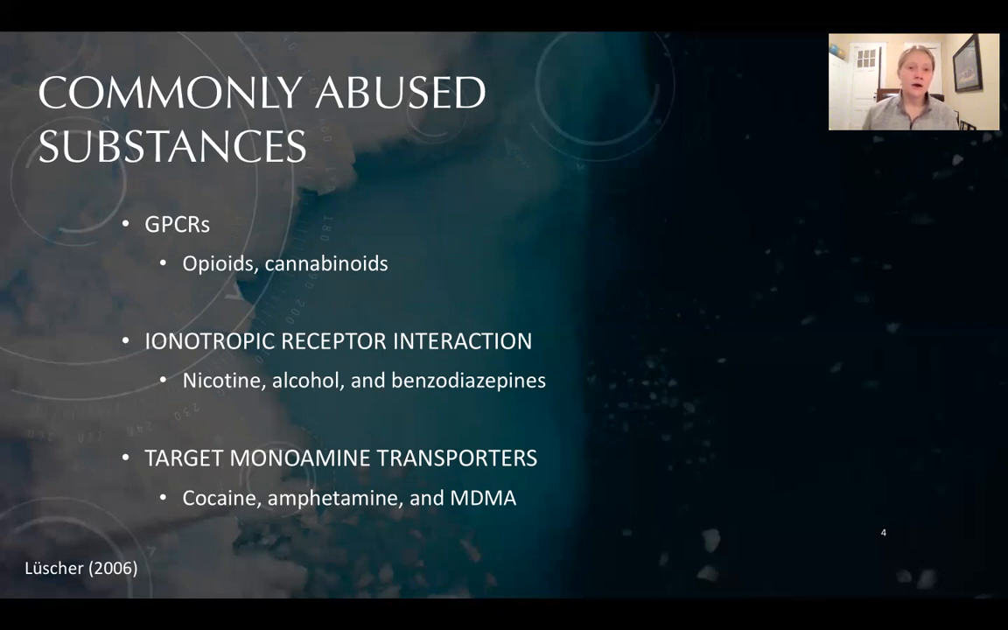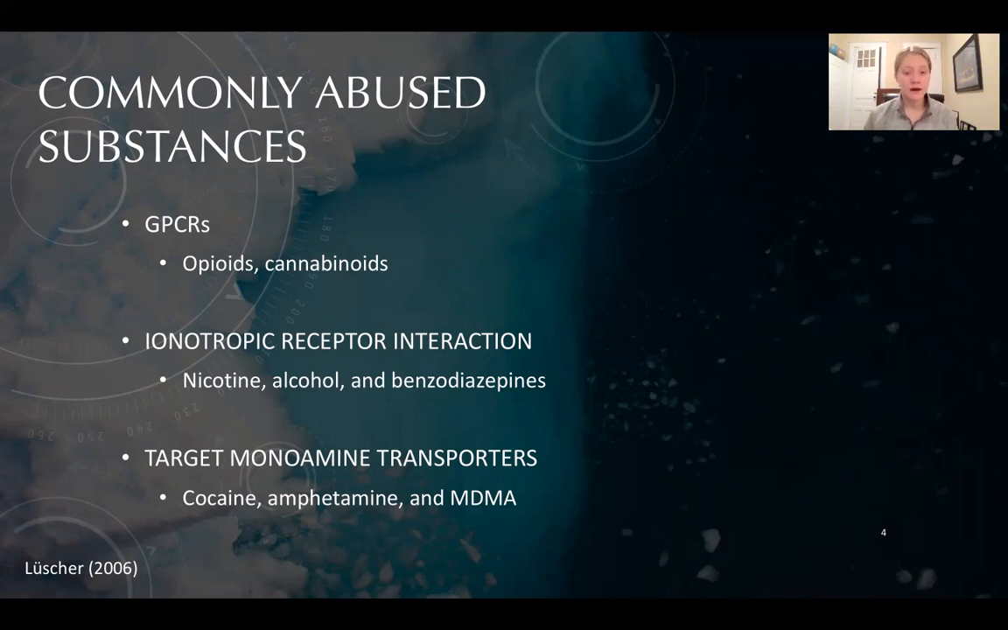Opioids would encompass heroin, fentanyl, and prescription pain medications. Some of the common prescription pain medications that are commonly abused would be oxycodone, hydrocodone, codeine, morphine, and then there are many others that are often used when those are unavailable or not preferred. Then the cannabinoids encompass cannabis and hemp.